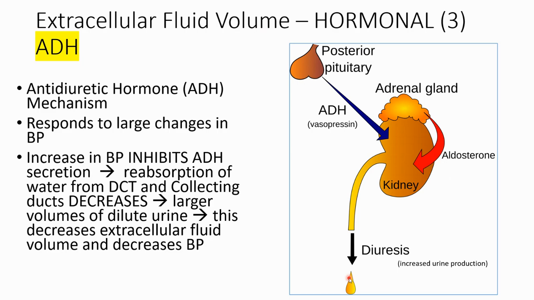Now, the last one is antidiuretic hormone. So antidiuretic hormone is going to respond to large changes in blood pressure. So when you have an increase in blood pressure, that will inhibit antidiuretic hormone. So again, low blood pressure, antidiuretic hormone is going to be secreted. High blood pressure, antidiuretic hormone is not going to be secreted. If you don't have antidiuretic hormone, that means the reabsorption of water is not going to happen. Water is going to stay in the kidneys and go out the ureters, increasing urine production. Larger volumes of dilute urine are going to decrease extracellular fluid volume and decrease blood pressure.